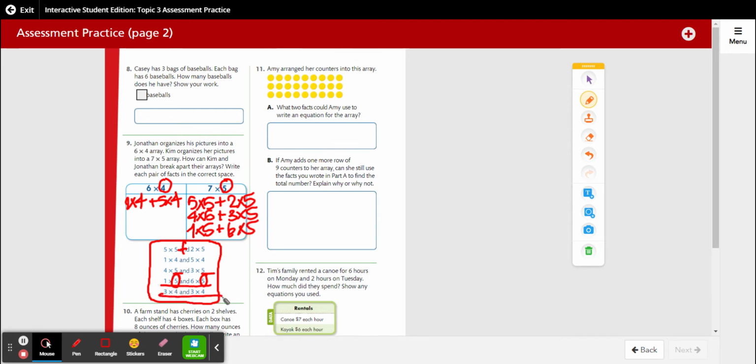Last one, 3 times 4 and 3 times 4. Well, 4 is a factor in Jonathan's array right here. And 3 and 3 make 6. So 3 times 4 and 3 times 4 go here. So in this problem, you are demonstrating your ability to understand and use the distributive property.